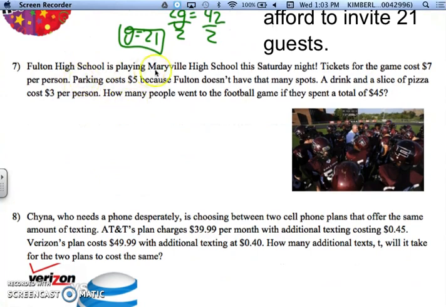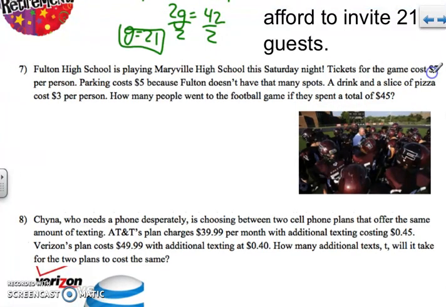Fulton High School is playing Maryville High School this Saturday. The tickets for the game are $7 per person, parking is $5 because Fulton doesn't have that many spots. Drink and a slice of pizza costs $3 per person. How many people went to the football game if you spent a total of $45? So let's box some numbers. 7 per person, costing $5, 3 per person. How many people is our question? Total of 45. So I'm going to say P is going to mean people.